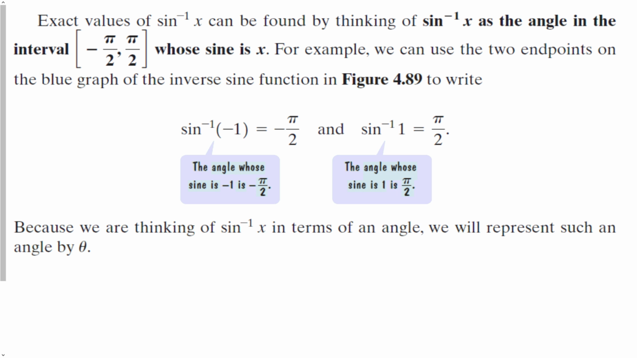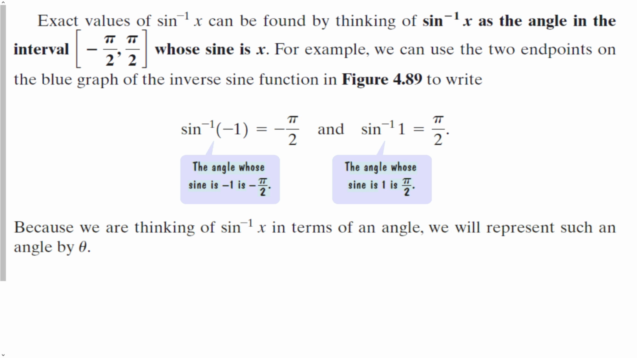But let's talk a little bit about what this means. If you want to find the exact value of the inverse sine, it can be found by thinking of the inverse sine as the angle between -pi/2 and +pi/2 whose sine is x, right? Inverse sines give you angles. The sine function gave you the y coordinate at a specific angle, like sine of theta equals a number. Well, in this case, the inverse sine of a number equals an angle.